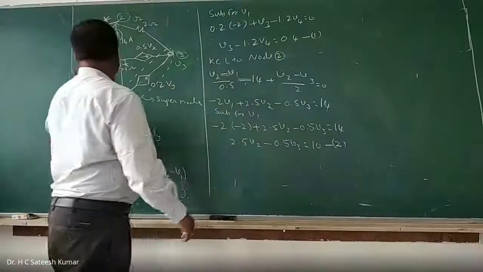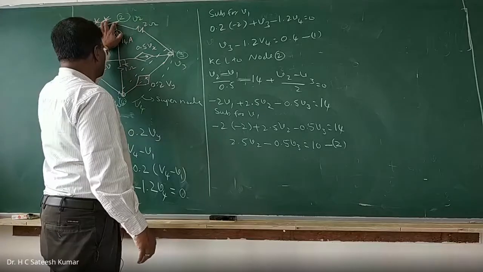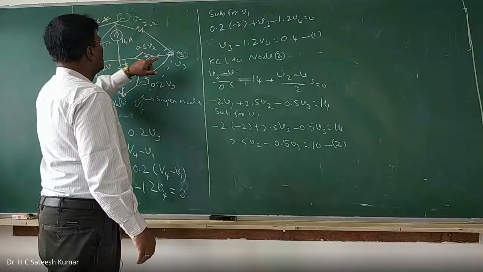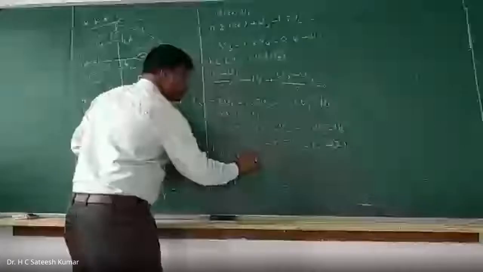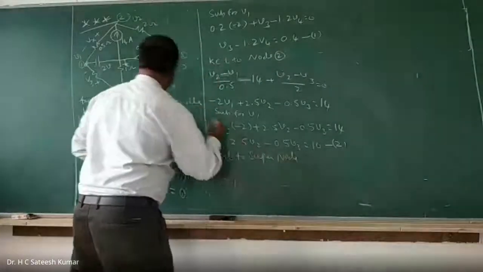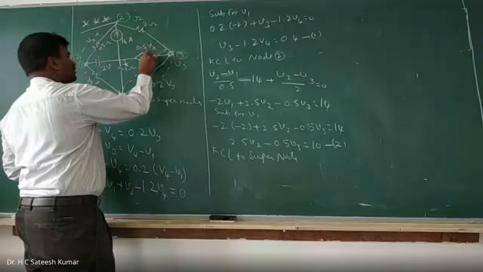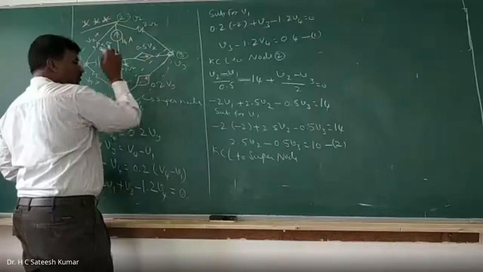Next, this one is over. From the super node we go over, and now apply KCL to the super node. Carefully you should write it. Look here, this is the super node I said. Therefore, how many elements are connected to this one? 1, 2. For this one, how many are there? 1, 2. Leave this one. So these 2 plus 2, 4 terms you should get.